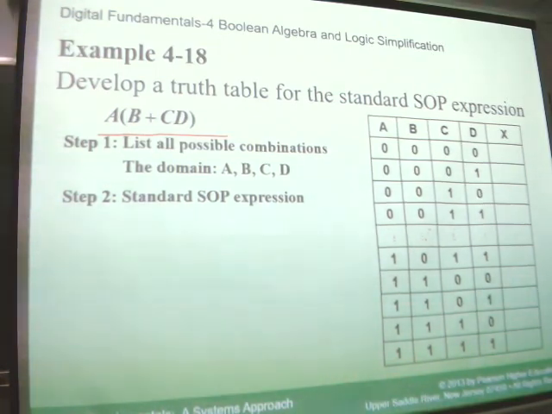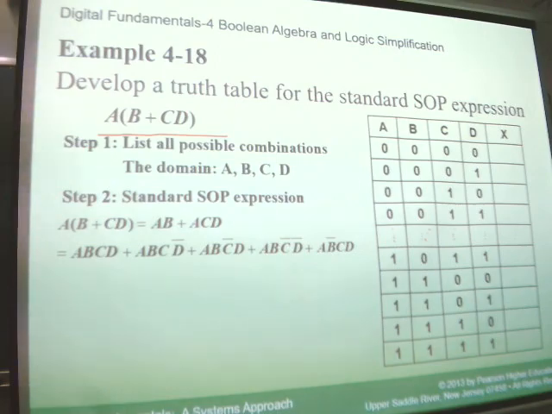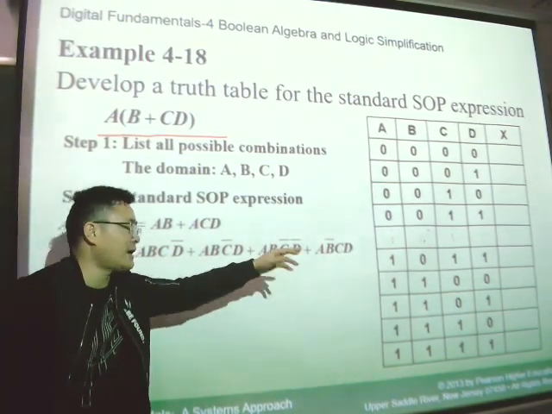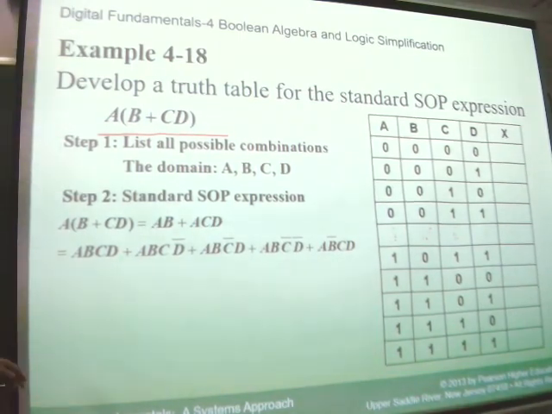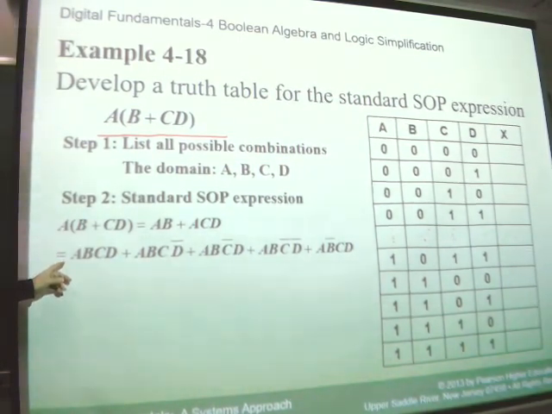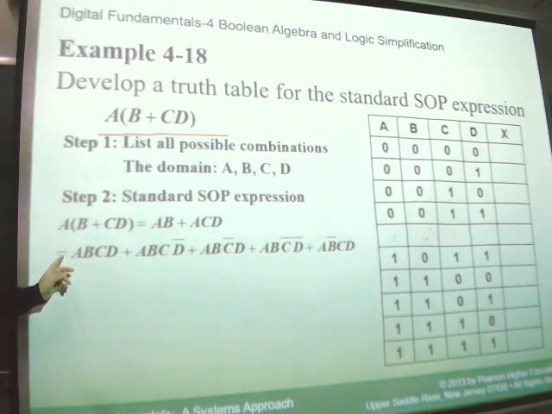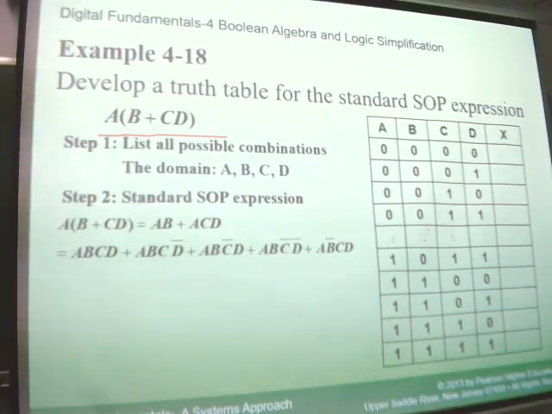And the last product term is A, B bar, C, D. So there are five product terms in this expression: 1, 2, 3, 4, 5. That is the standard SOP expression for this general expression.